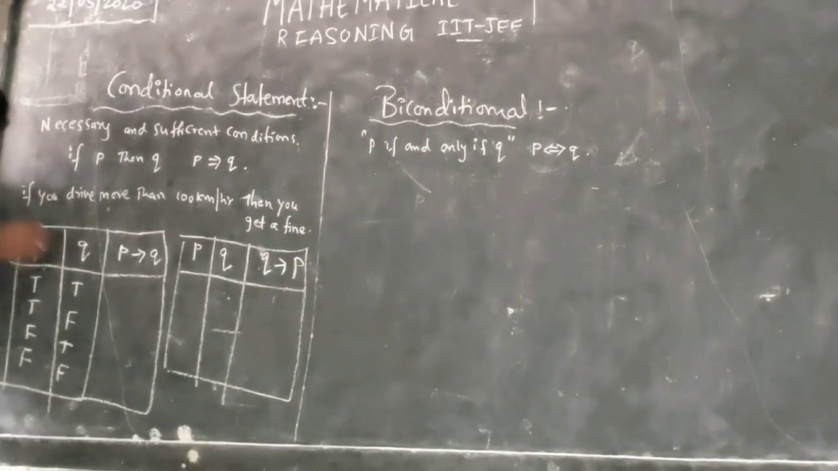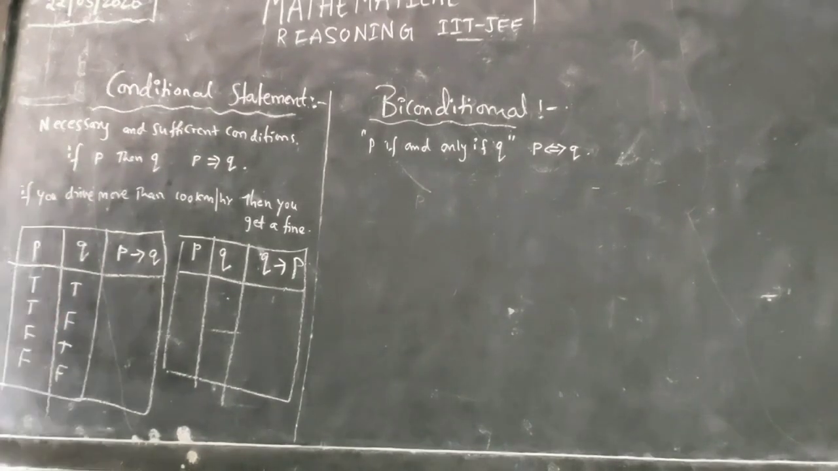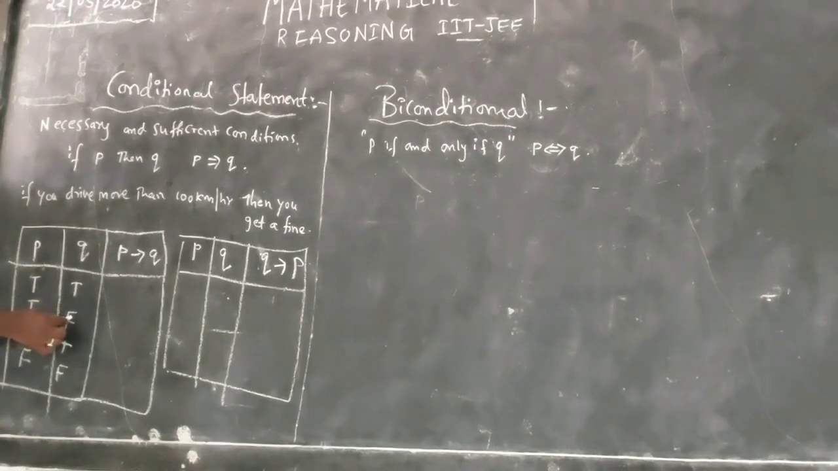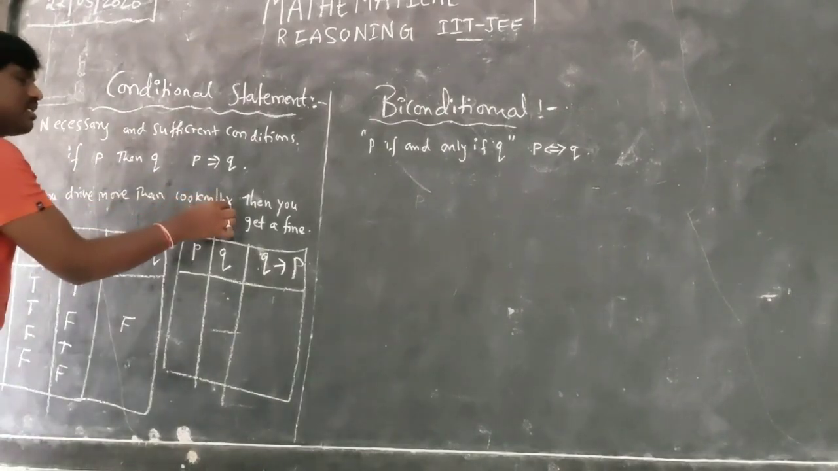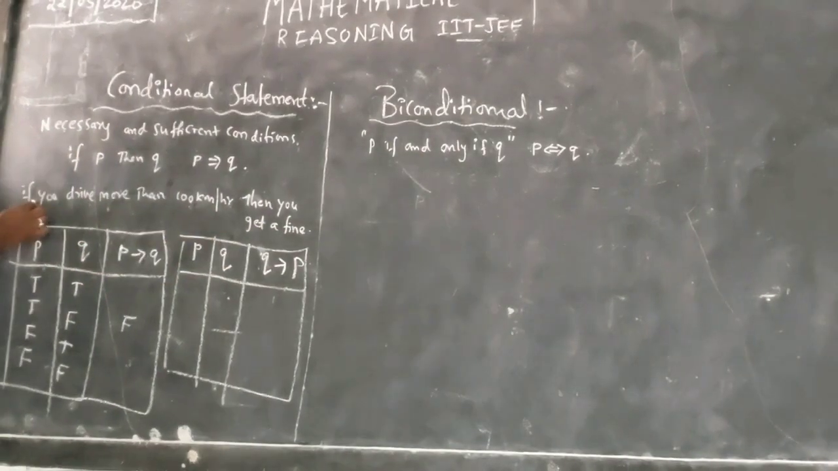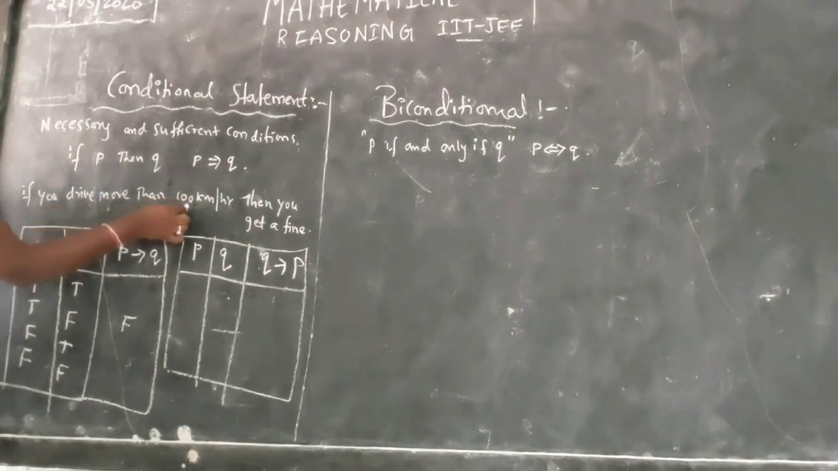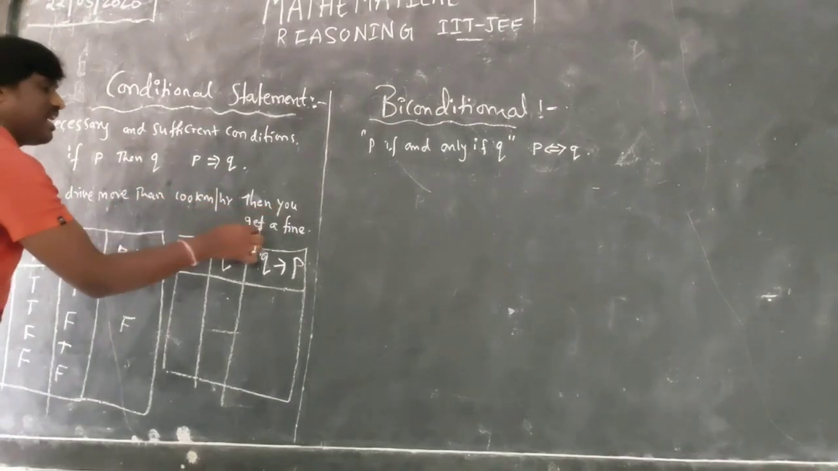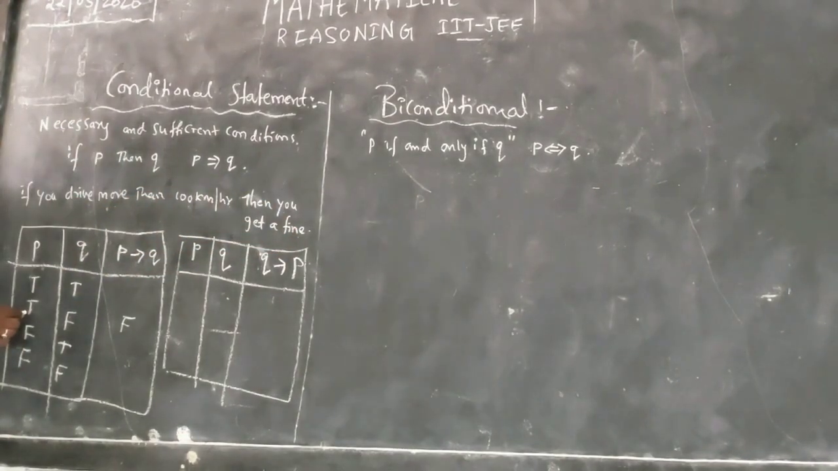What does this conditional statement say? Whenever T implies F, you have to remember this: whenever T implies F, the result is F. Whenever you drive a car at more than 100 kilometers per hour, you get a fine. Whenever you have T implies F, you get F. The remaining times it is true.